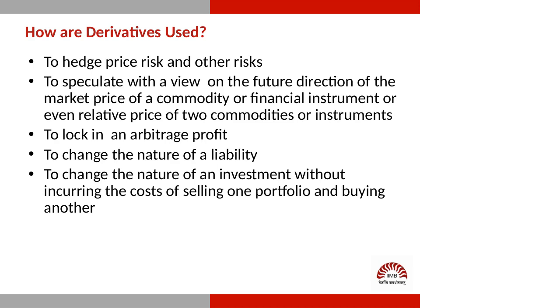Now, you could also do something called arbitrage, and we'll talk about that. You could lock in arbitrage profit, the profits that will get generated through an arbitrage possibility, and you can change the nature of liabilities or the nature of assets. The important question is, what is this thing about changing the nature of asset and liability? The important argument is that you are changing the nature of asset or liability without exiting from the product.